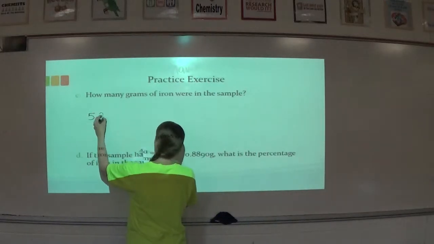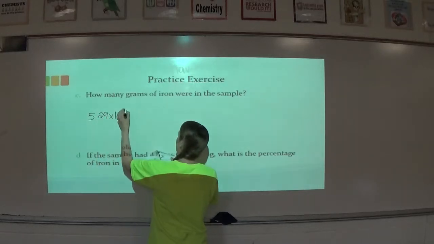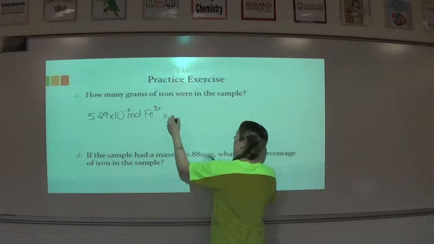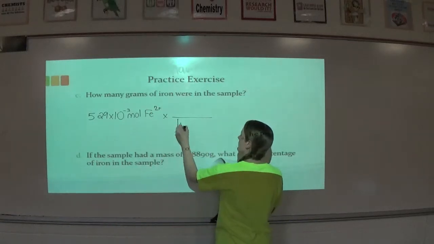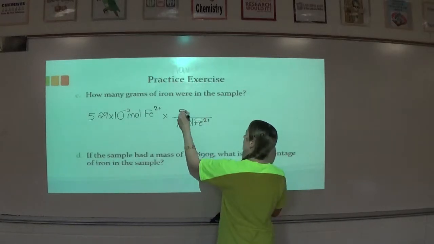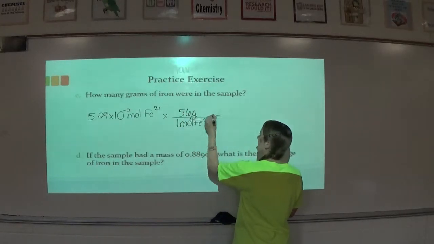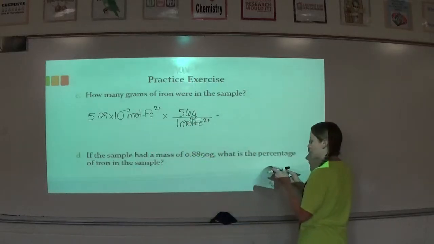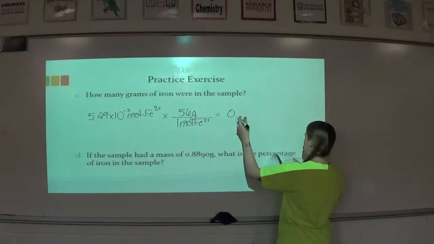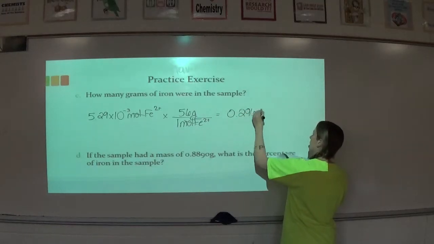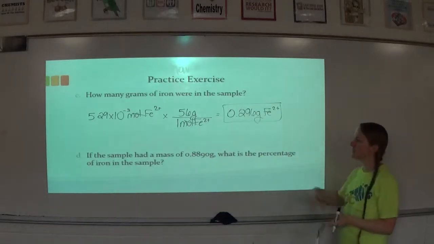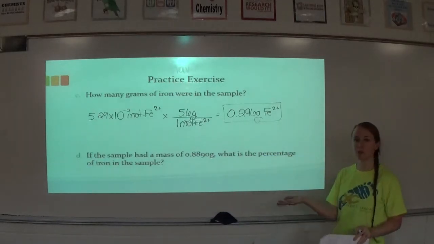On our previous slide we just got this as our answer. So all we need to do is use molar mass. So 1 mole of Fe with a 2+ equals, of course, 56 grams. That just comes from the periodic table. Once I multiply by 56, I got 0.296 grams of Fe with a 2+ charge. Okay, so that was an easy question. It just wanted me to change from moles to grams.